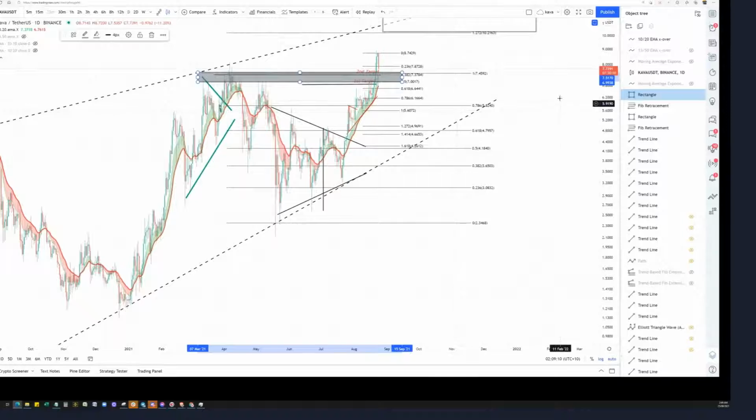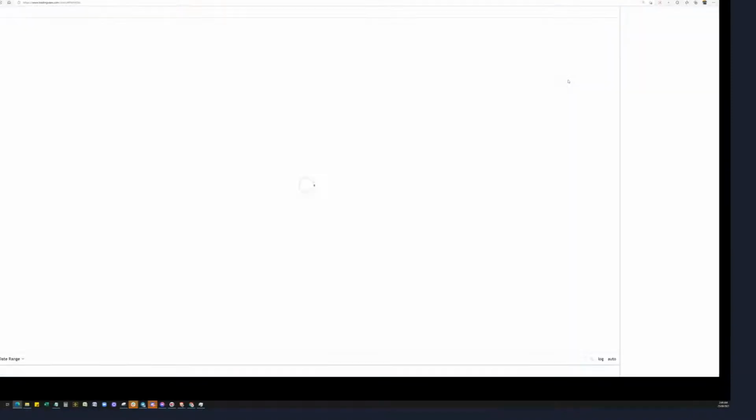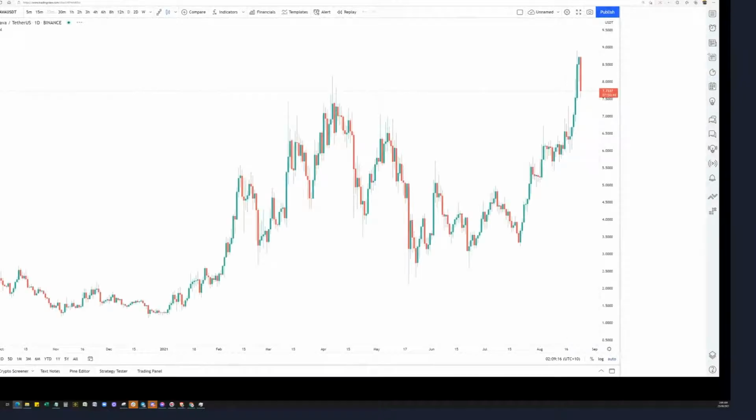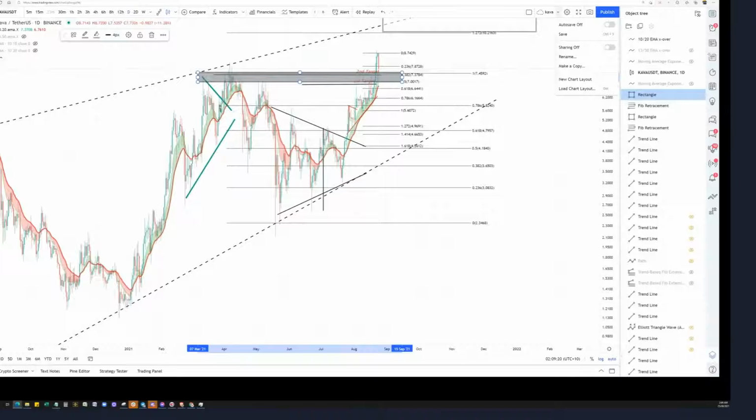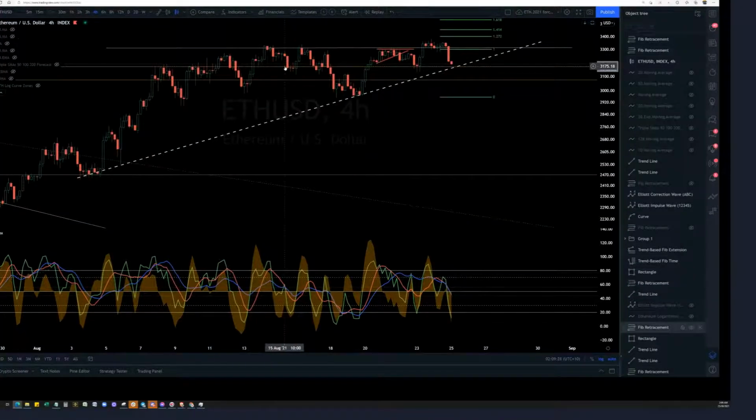Let's look at total market cap. What is that doing? I think it's going to, no, I shouldn't have done that. I'll get rid of that. Actually, just save that. We didn't look at Ethereum. Here's Ethereum.